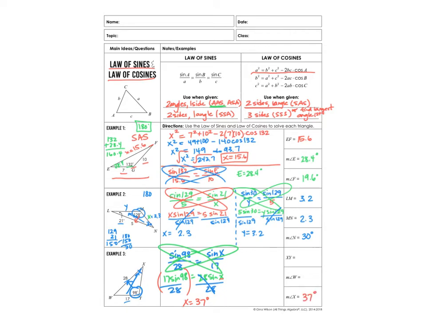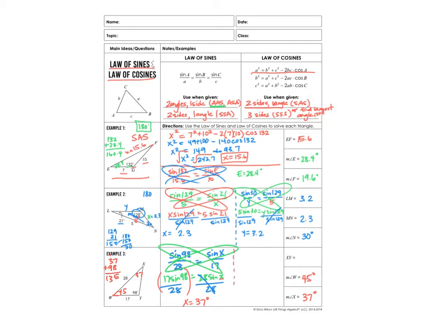All right, so let's erase this. And we know that this is now 37, which we can easily find angle W. So 37 plus 98 is 135. And then we can subtract that from 180. And we're going to get 45. So the measure of angle W is 45 degrees.